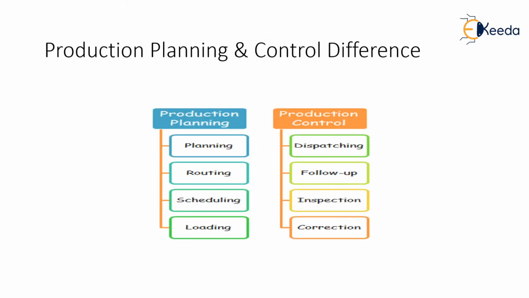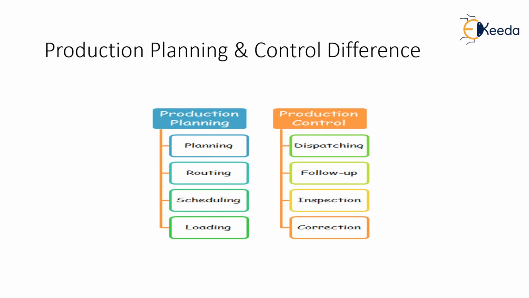Hence, what is the difference between this planning and control? So planning involves the different steps of planning, routing, scheduling, and loading, which means that once a product is ready to be delivered, up till that we'll be having the planning stage. And once it is ready, then dispatching, follow-up, inspection, and correction will be coming under this production control.